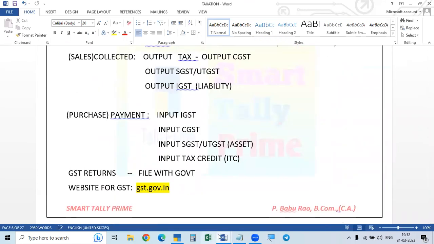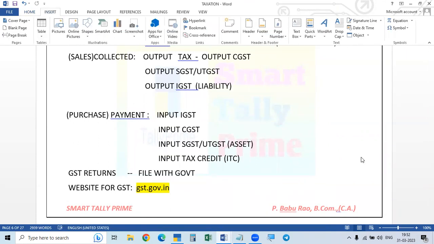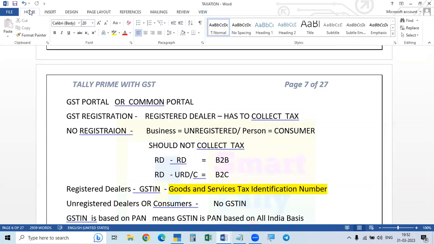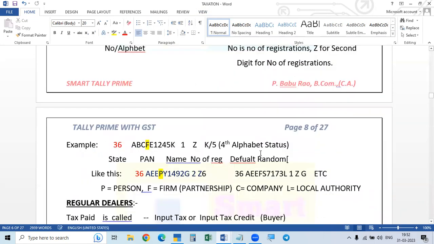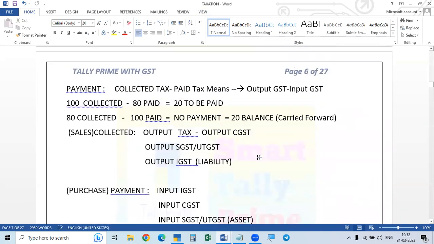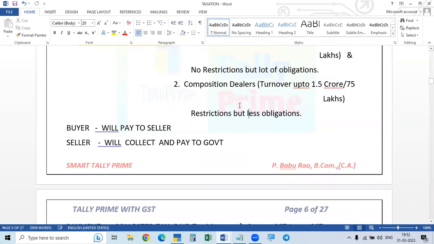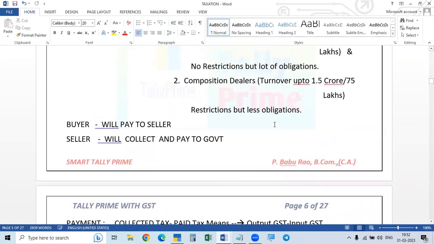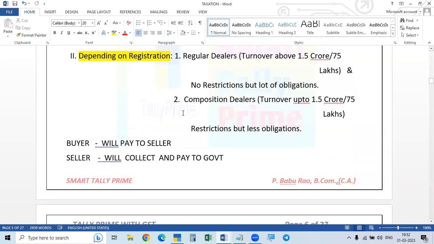Okay. Now, the first rule is that this composition dealer can sell only within the state. This is one. Next one is no ITC available. No ITC available, because this composition scheme we will take up later after a long time.